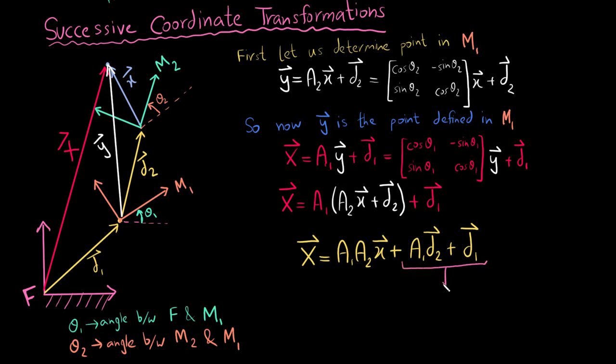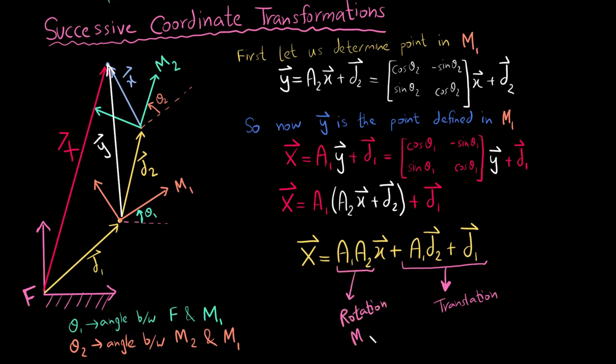So these two terms combined, A1d2 plus d1, actually give me the displacement vector which takes the fixed frame and places it at the final moving frame m2 with no rotation involved. Now if these are the displacement terms, then A1A2 must be the rotation matrix, and it is.